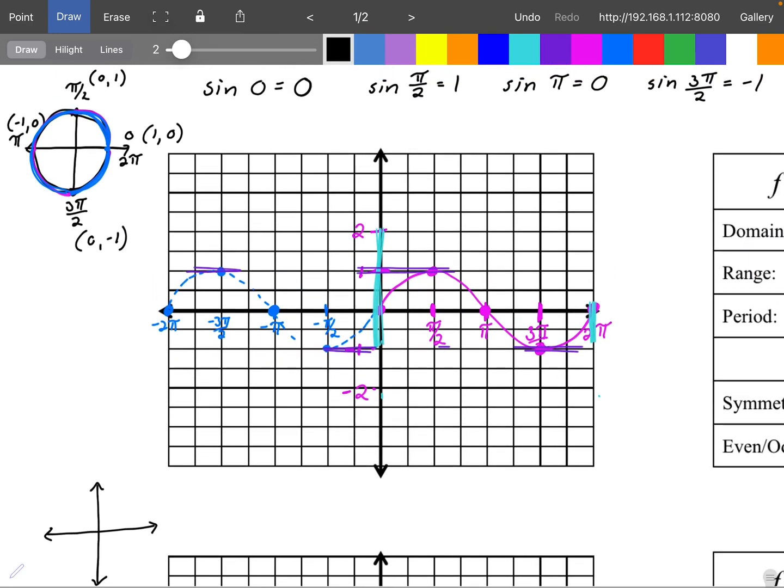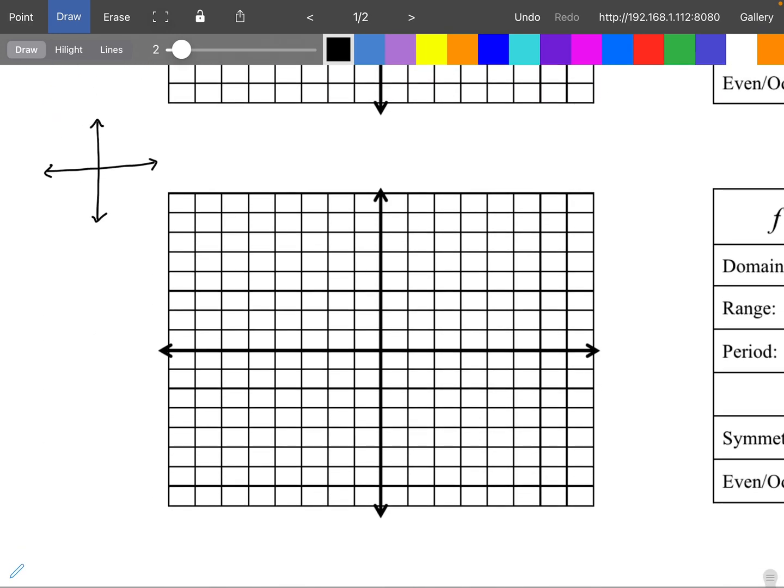Well, let's just use this one up here that we already did. And actually, no, I lied. I'll redraw it. So this is going to be 1, 0, and that's at 0 pi. Then pi over 2 is 0, 1. Pi is -1, 0. And 3 pi over 2 is 0, -1. So 0, pi over 2, pi, 3 pi over 2, and 2 pi.